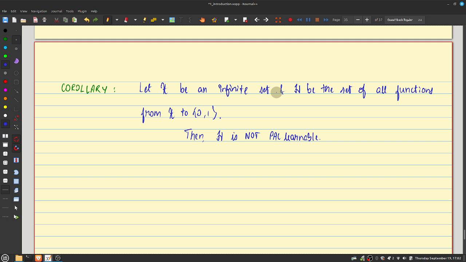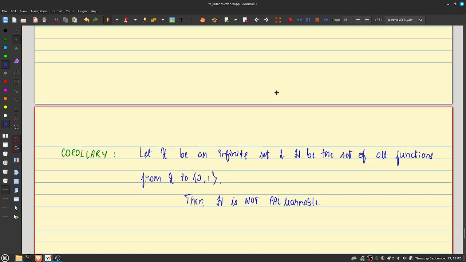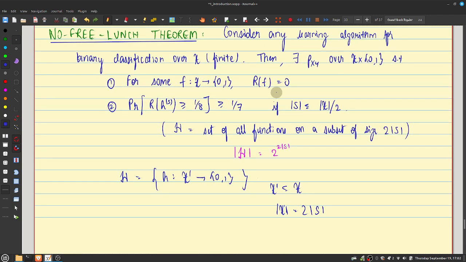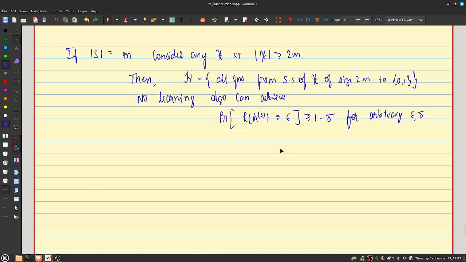Can you repeat? The cardinality of x is less than or equal to 2 power 2. So I'm saying that the number of samples is less than or equal to 2 times the size of s. The cardinality of h is 2 to the power 2 times the number of samples that you have. Can you take any subset of x? Correct, take any subset of x. So suppose you have m samples. We are collecting all such binary classifiers, all possible functions from x to 0 comma 1.